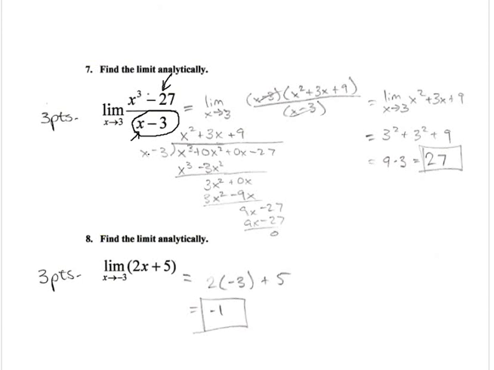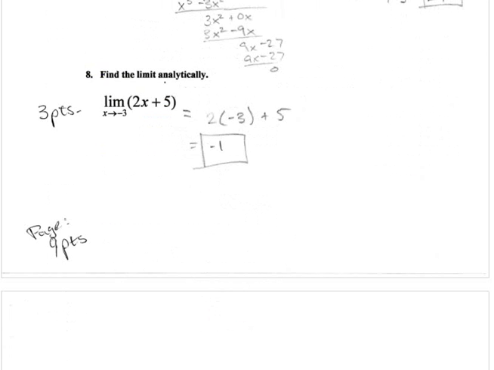So we can rewrite x cubed minus 27 as the quantity x minus 3 times the quantity x squared plus 3x plus 9. And that means that the quantity x minus 3 cancels in the numerator and in the denominator, leaving us only with x squared plus 3x plus 9. And there's no reason that we can't use direct substitution on this. So when we do use direct substitution, we get 3 squared plus 3 times 3 plus 9, which is 9 plus 9 plus 9, or 9 times 3, which is 27.